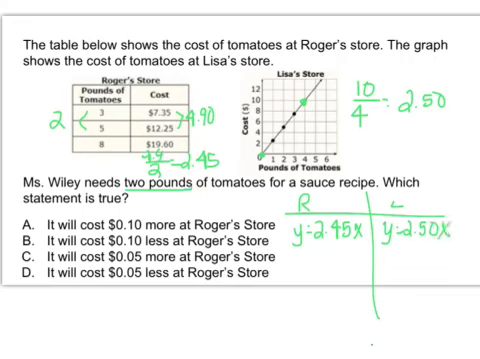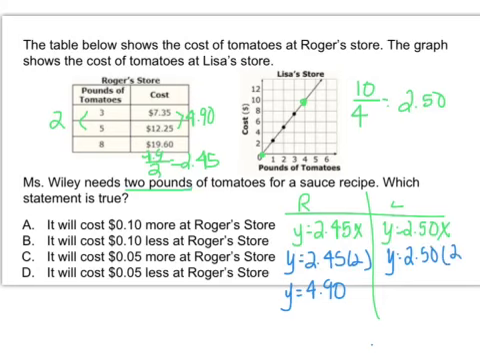So now I need to plug in my 2 pounds, which she needs. So $2.45 times 2 is going to give us $4.90. She'll pay that at Roger's store, and at Lisa's store, she's going to pay $2.50 per pound. So for 2 pounds, it's going to be $5.